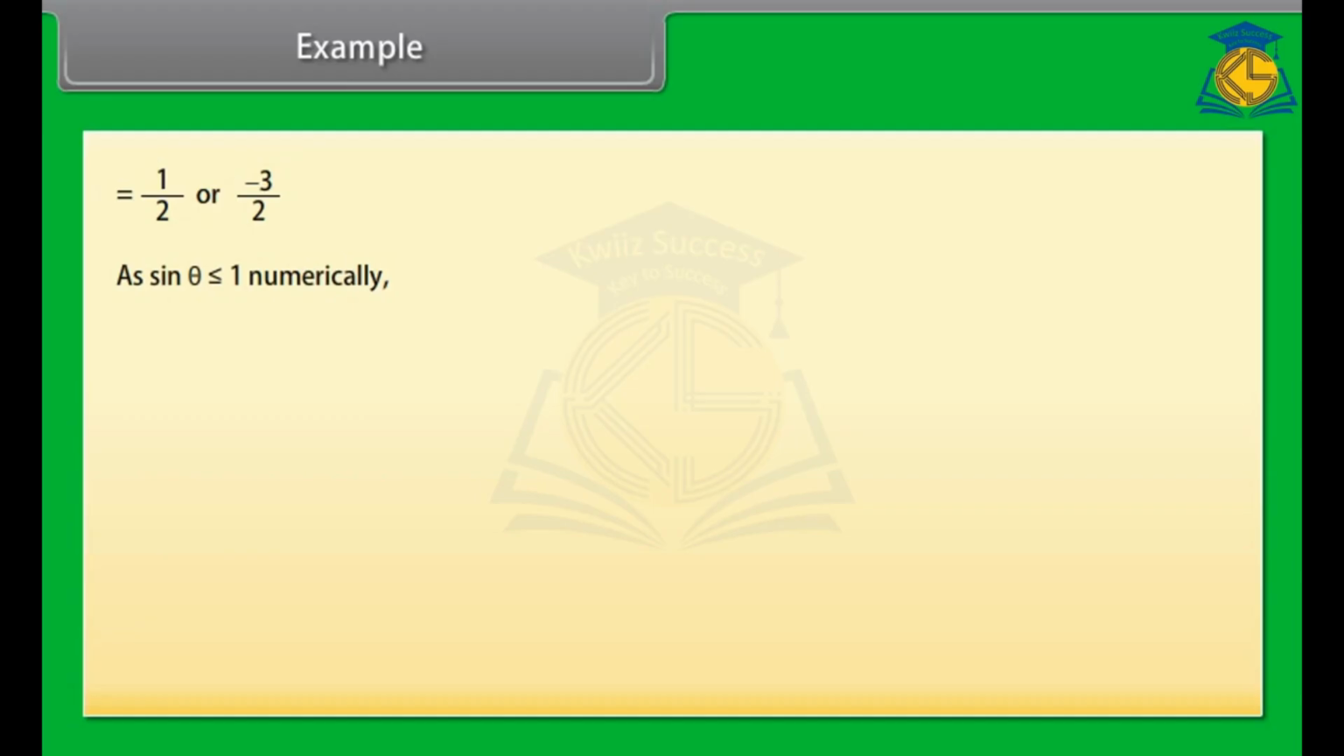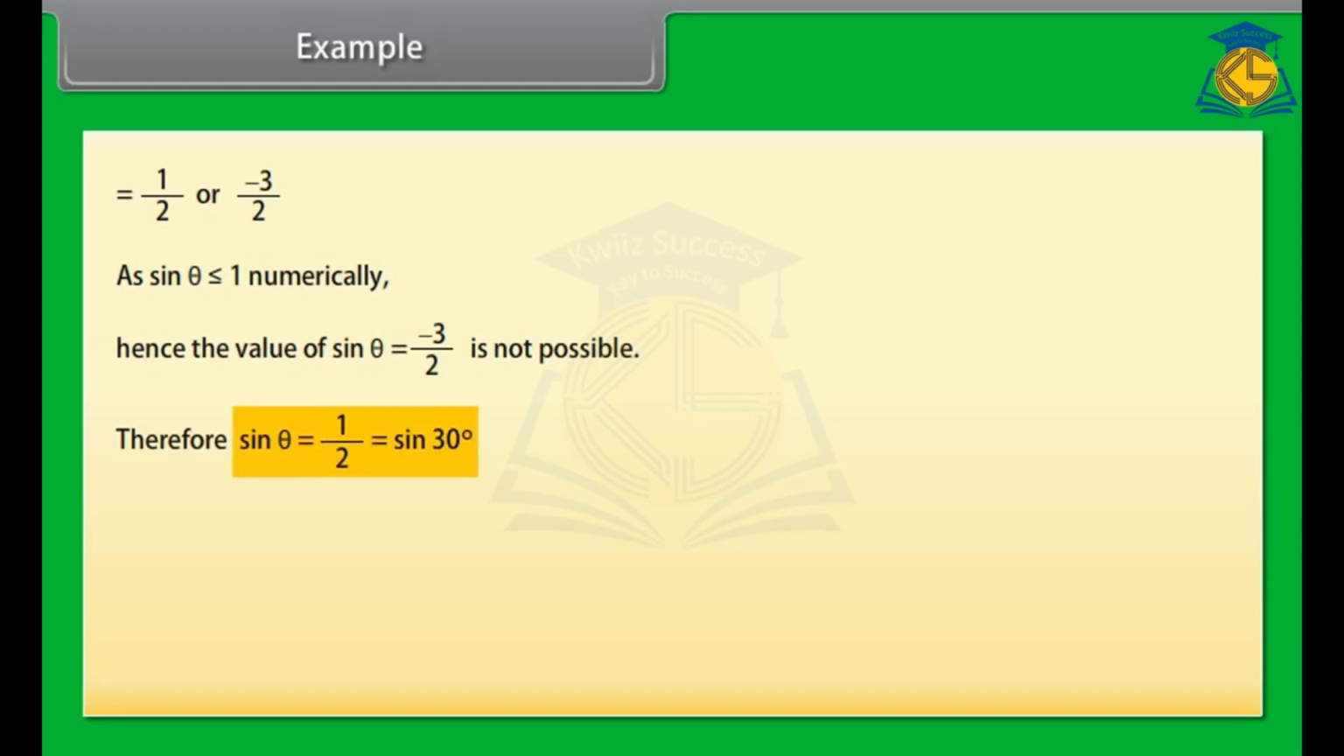As sin of theta is less than or equal to 1 numerically, hence the value of sin of theta equal to minus 3 by 2 is not possible. Therefore, sin of theta is equal to half is equal to sin of 30 degree. So, theta is equal to 30 degrees.